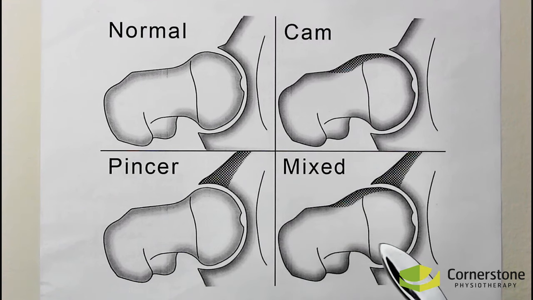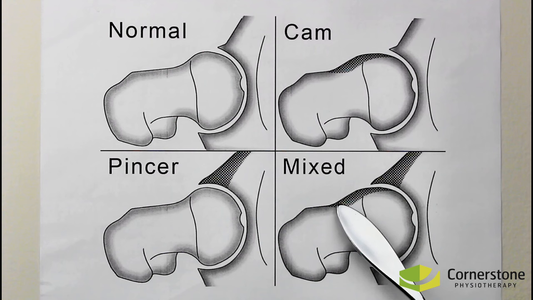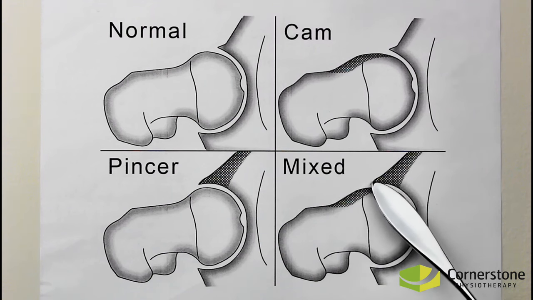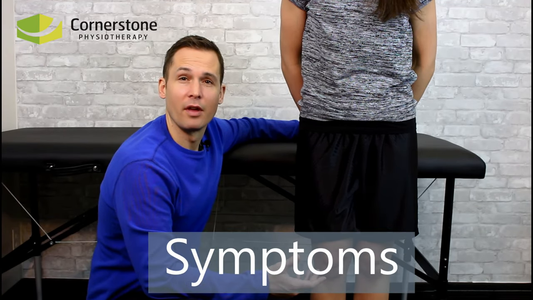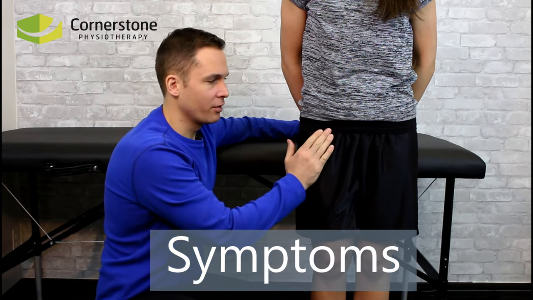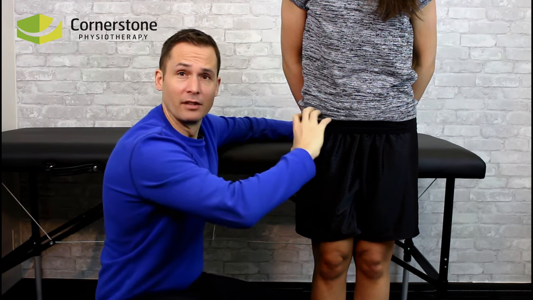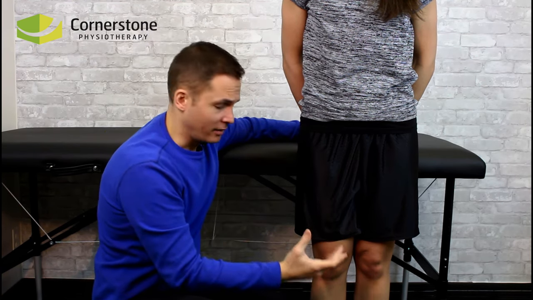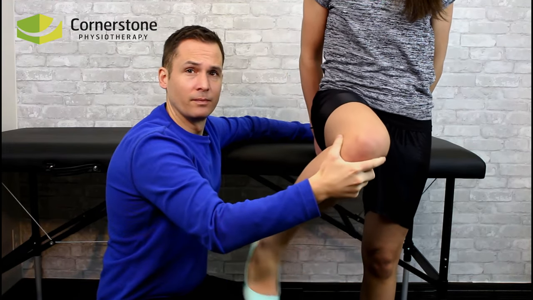The most common type of FAI is mixed, and it involves both a CAM deformity and a pincer deformity, causing a collision between these two sites when the hip is flexed or internally rotated. Typically, patients with FAI will describe anterior groin pain, and sometimes will describe pain that comes around the entire hip or down the front of the thigh, particularly with activities that involve hip flexion or internal rotation.